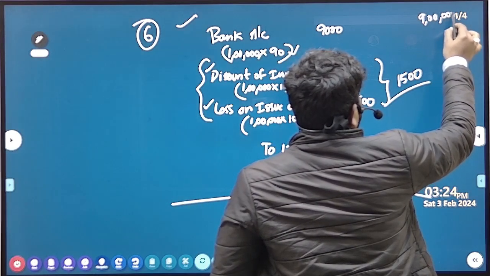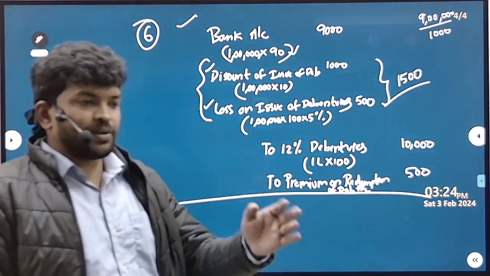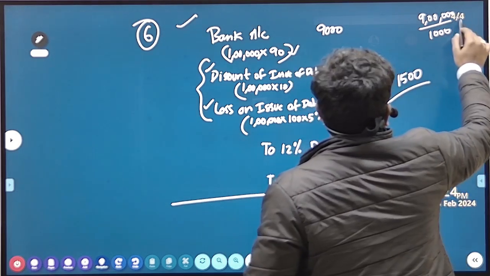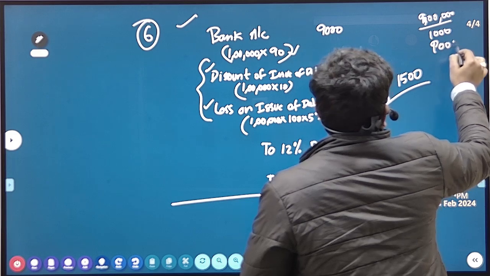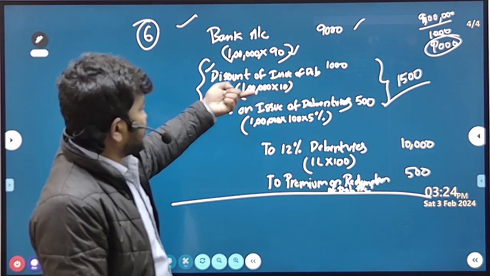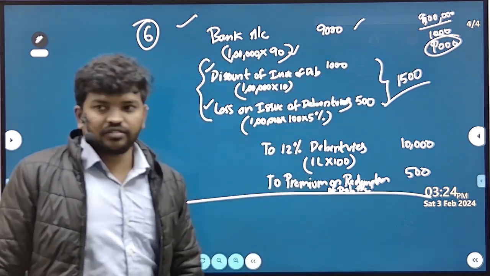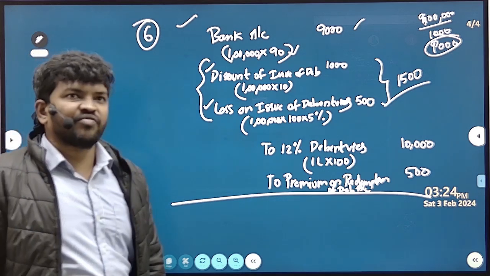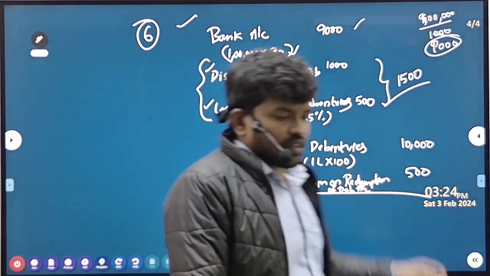9 lakhs divided by 1000, because here you have taken rupees in thousands. Here it is 90 lakhs, divided by 1000, it is 9000 total. Discount is 10 rupees per debenture, so total comes to 10 lakhs. 10 lakhs divided by 1000, it is 1000. Clear till now, Neha? Yes, sir, clear.